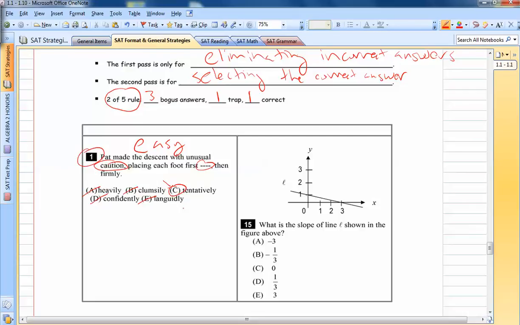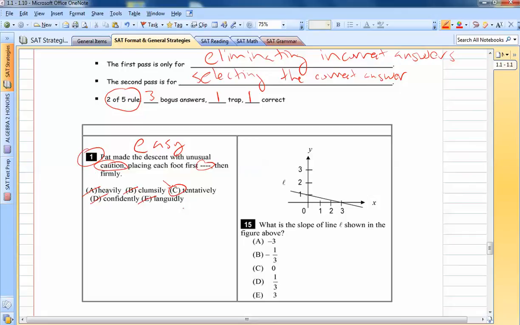Being tentative means holding back a little bit, or just not being so sure about something. That would be the right choice. Languidly means being sort of like tired or lazy. But even if you didn't know what it meant, that seems to be a bit too hard for a number 1. Even for math, you can use a strategy.